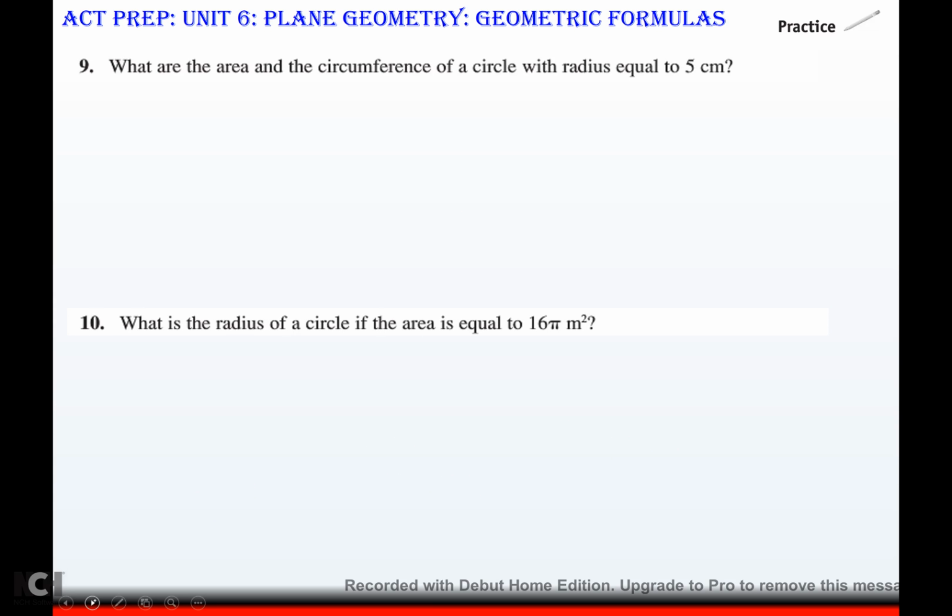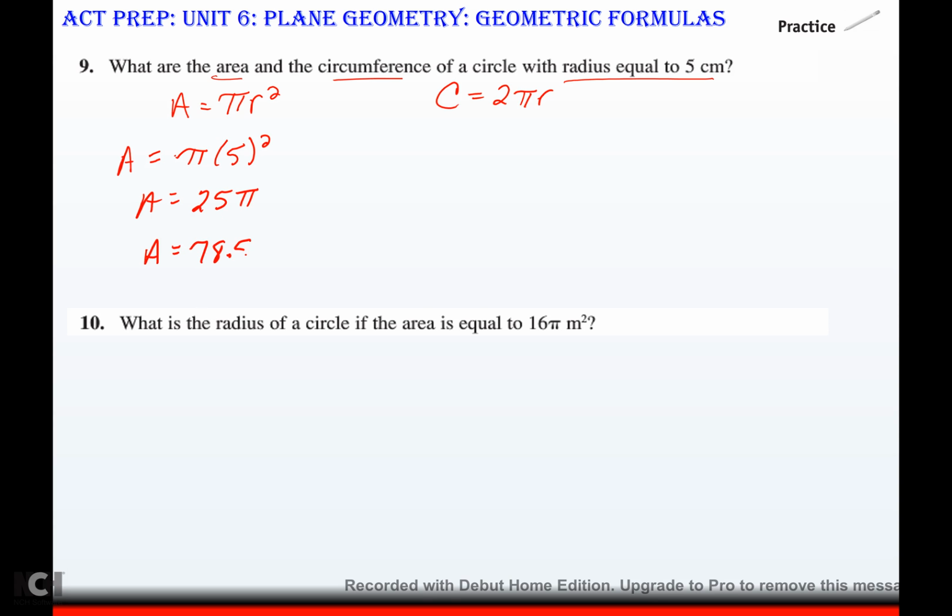Number 9, what is the area and circumference of a circle with radius equal to 5 centimeters? Well, area is pi r squared, and circumference is 2 pi r. So to get my area, I'm going to put pi times 5 squared, which would give me an area of 25 pi. If you multiplied that out, that would give you an area of approximately 78.5 centimeters squared. It just depends on how they want their answer: in terms of pi would be that, in decimal form would be that.